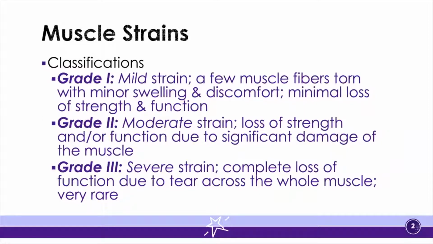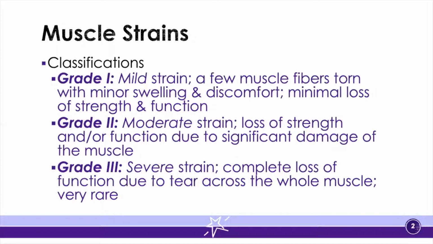Now, there's different types of classifications of muscle strains that we can have: grade 1, 2, and 3. Grade 1 is diagnosed as a mild strain. There's just a few muscle fibers that are torn, a little bit of swelling and discomfort, but you're not really experiencing a lot of changes in the strength or the function of the muscle itself.